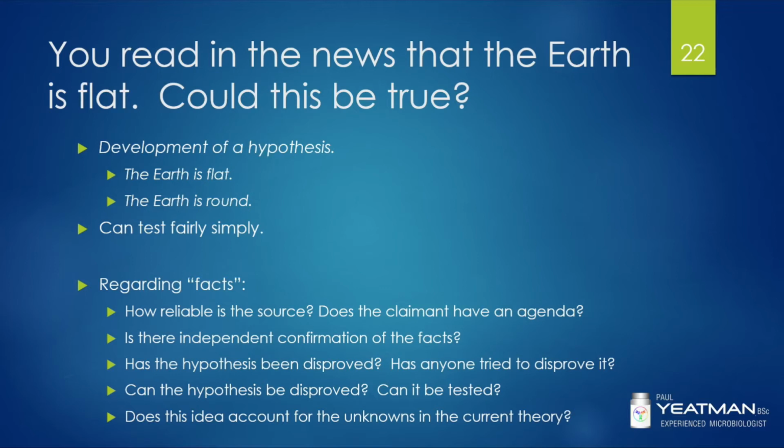Is there independent confirmation of the facts? And also, has the hypothesis been disproved and has anyone tried to disprove it? For example, cold fusion was announced to have been discovered in the 80s and it was later unable to be reproduced. So someone's released a study, other people have tried to reproduce the results and they couldn't. And this happened multiple times, so that means that even though someone released something which may have been a theory, the theory was disproved, which kicks it back down into the hypothesis stage, which means that either the original hypothesis was invalid or something in the experimentation was flawed.